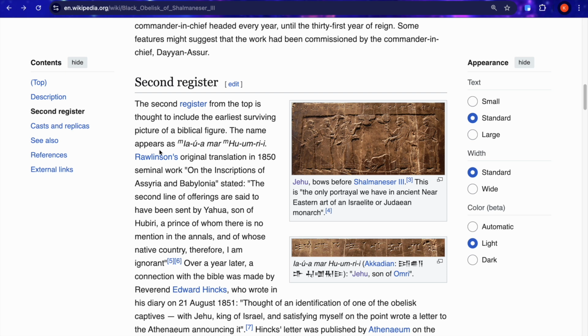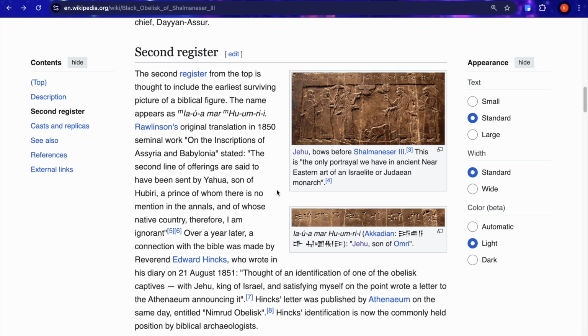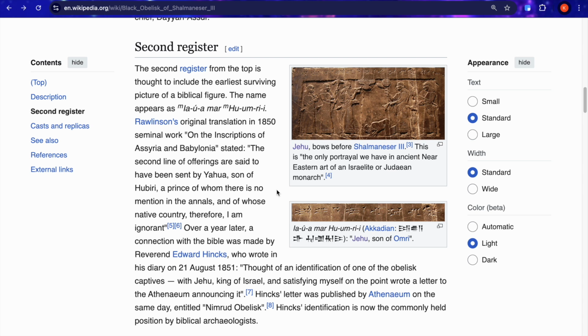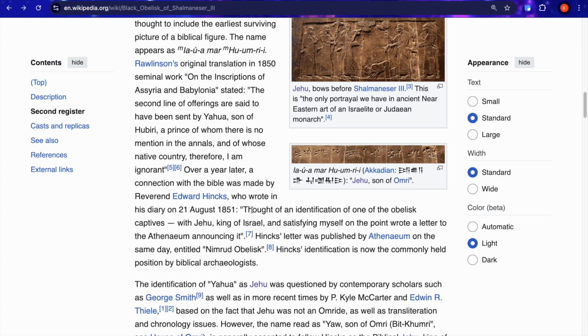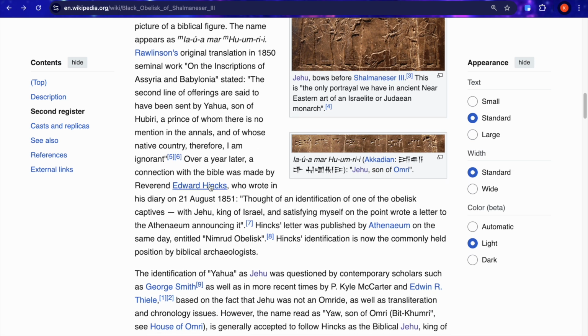So as it says here, the name appears as Yahuwah, son of Hubiri. Rawlinson's original translation in his 1850 seminal work on the inscriptions of Assyria and Babylonia stated: the second line of offerings are said to have been sent by Yahuwah, son of Hubiri, a prince of whom there is no mention in the annals, and of whose native country, therefore, I am ignorant.